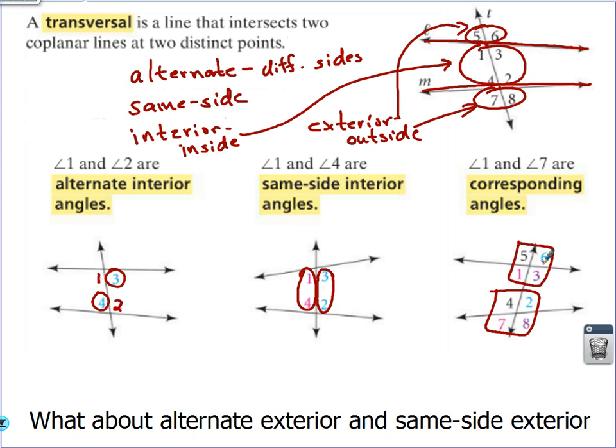Well, 6 is in the top right-hand corner. 2 is in the top right-hand corner. Those are corresponding angles. 7 and 1, 8 and 3 are also corresponding angles. Now, tack this on the bottom. For some reason, they leave these off, but alternate exterior and same side exterior. Let's go ahead and throw those in.